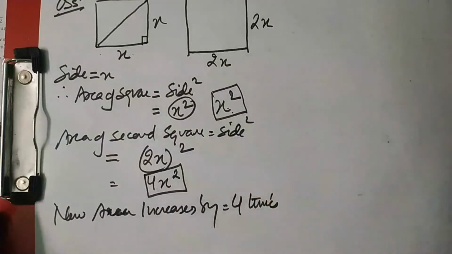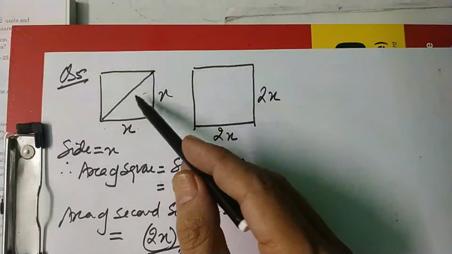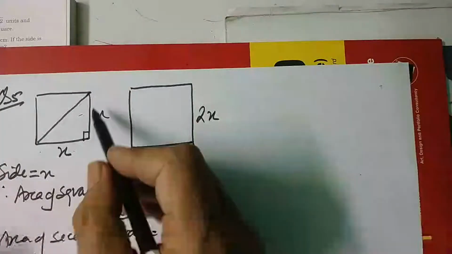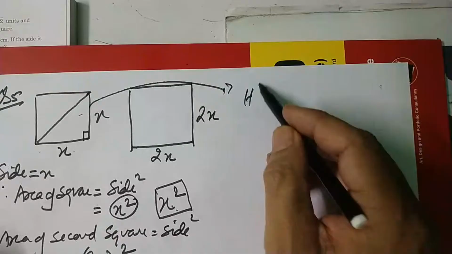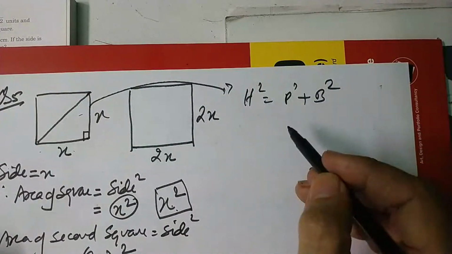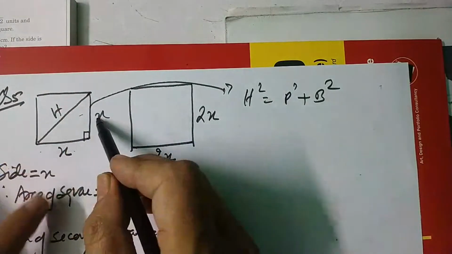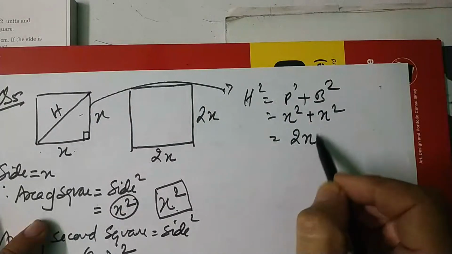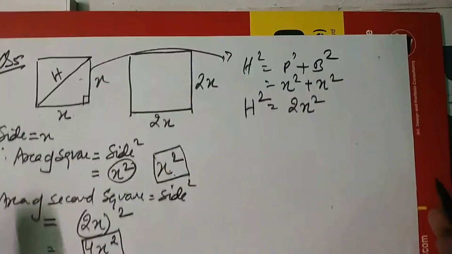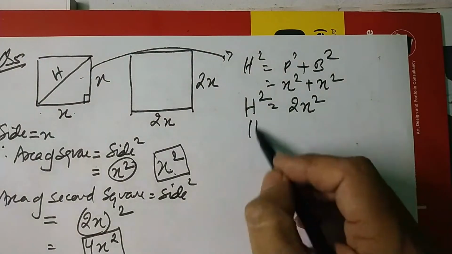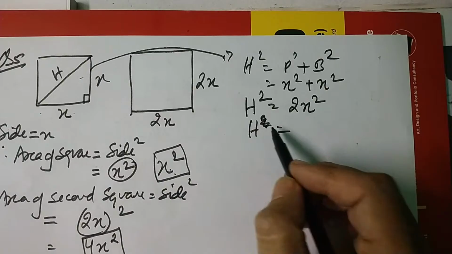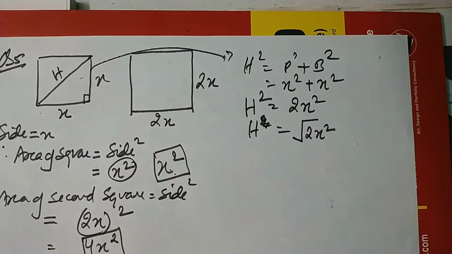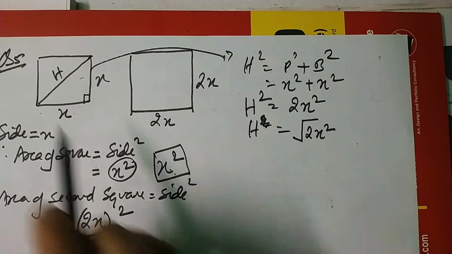So what will be the diagonal of this square? How will you find the diagonal? You don't have to find it, but what will be the diagonal? In this I will use the Pythagoras theorem. So h squared is equal to p squared plus b squared. h is the hypotenuse, p is x, so it will be x squared plus x squared, which will become 2x squared. What is the hypotenuse now? h squared is equal to that, and you will take the under root, just like for this one.